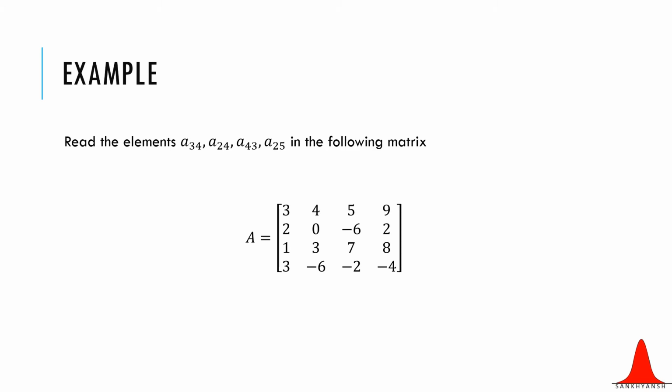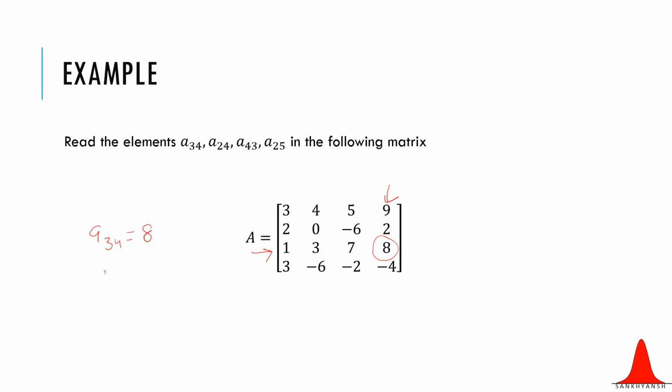We have to find out a34, a24, a43 and a25 in the following matrix. a34 means third row and fourth column. So this is 1, 2, 3. This is third row and this is fourth column. So at the intersection of third row and fourth column we have 8. So here a34 is 8.